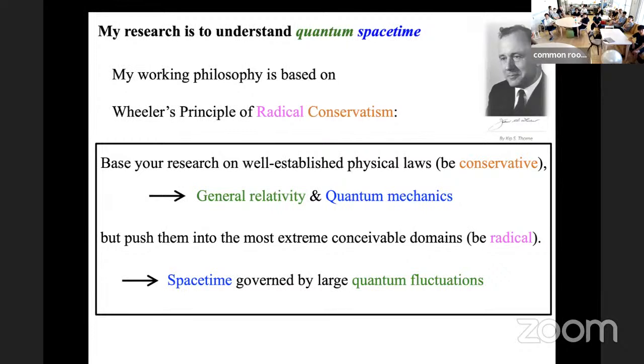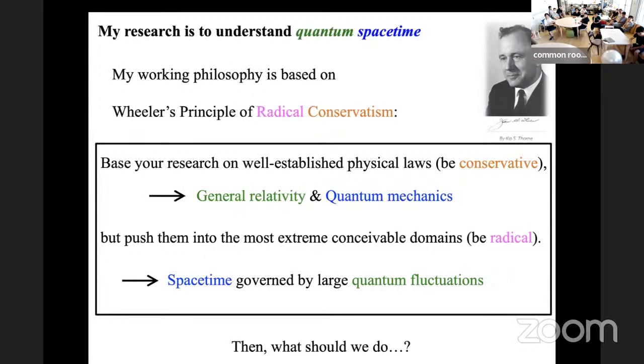But actually, quantum spacetime, that is, spacetime at a very short scale, fluctuates a lot because of the huge quantum effects. So it is extremely hard to handle or investigate such a regime.